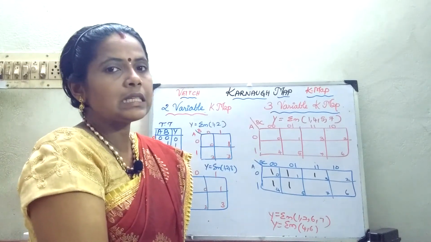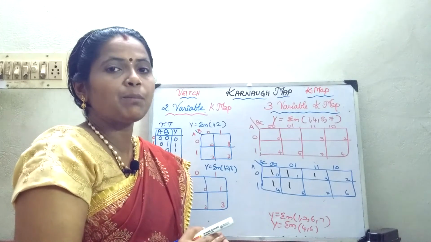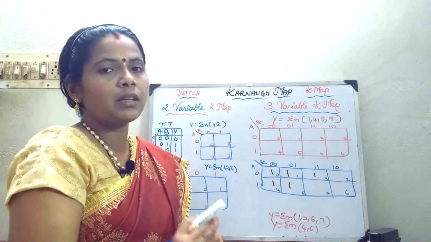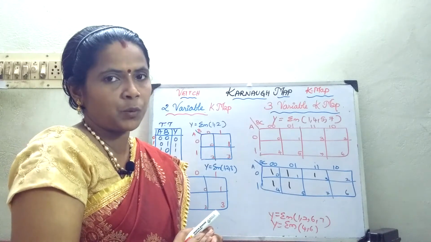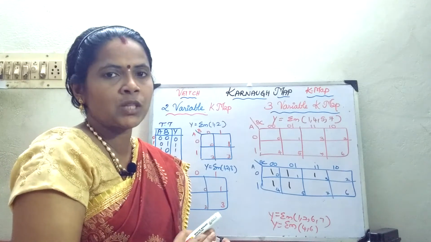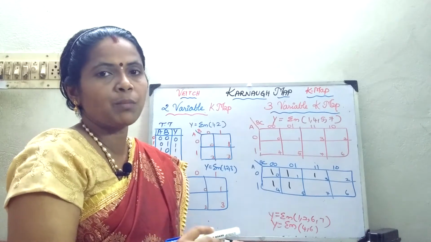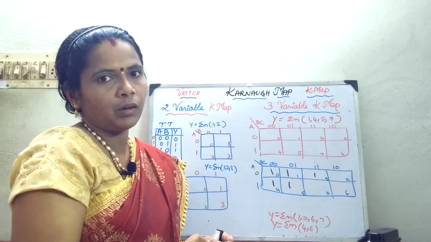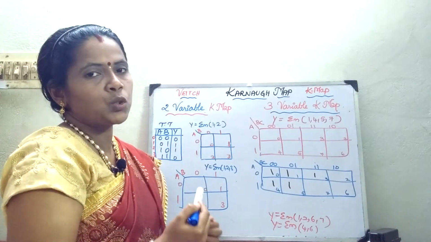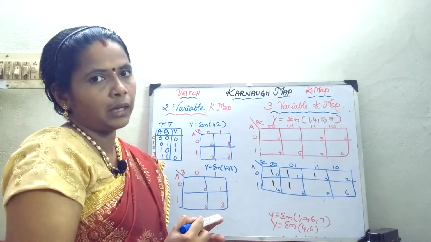This is an easy and systematic method for simplifying the Boolean expression. As I already told you, what is the need to simplify the Boolean expression? Whenever I write it in terms of a reduced expression, the cost of the logical operation reduces and the system becomes compact. Now we will see the 2 variable K-map, 3 variable, 4 variable and 5 variable K-map.